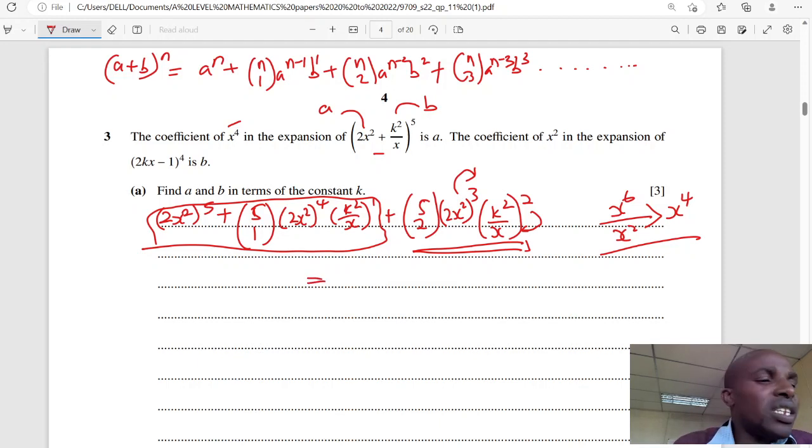5 choose 2 is what? Is it 10? 5 choose 2 is 10.